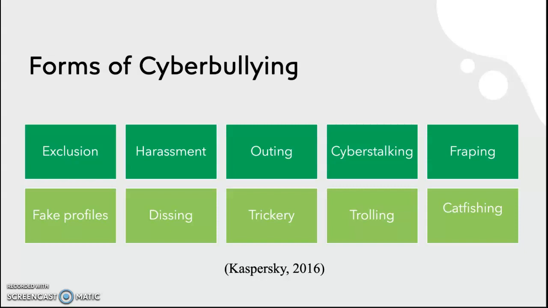Here are some of the forms of cyberbullying. Exclusion is when someone is deliberately excluded from online activities. Sometimes they may not have the latest technology or don't have a telephone, and so they're excluded from activities. Harassment can be sustained or intentional bullying with abusive messaging. Outing is the act of publicly humiliating a child through posting without their consent.